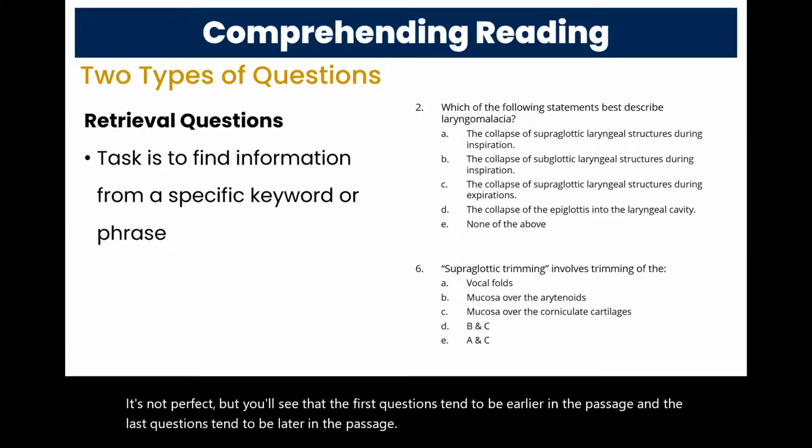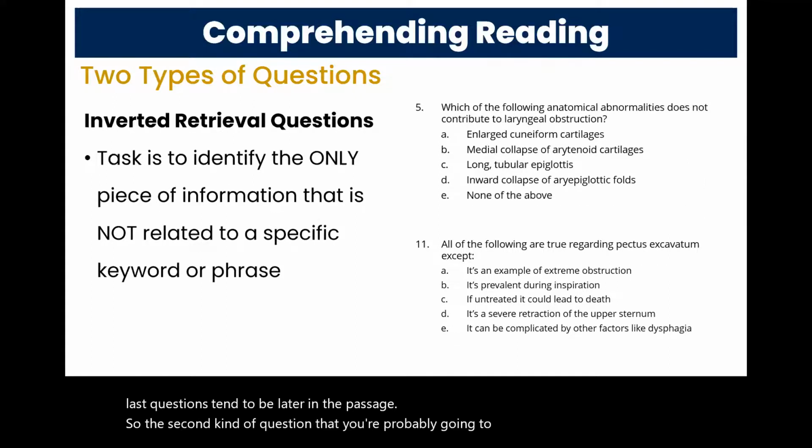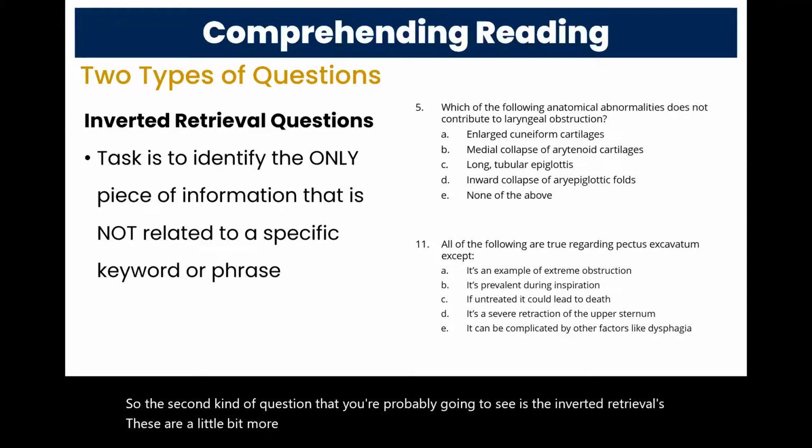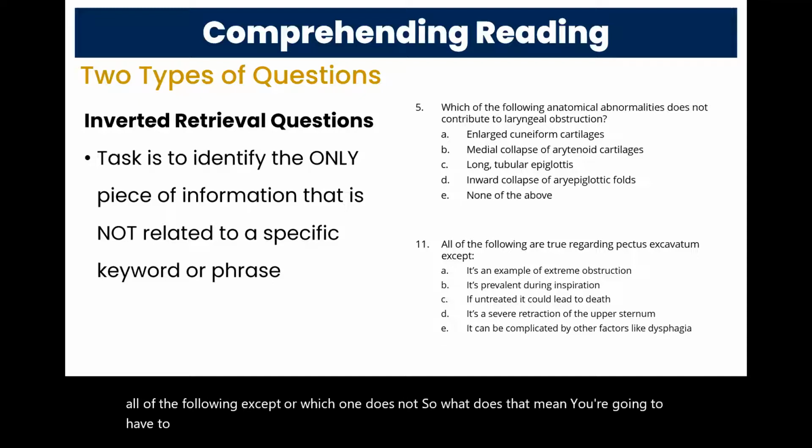So the second kind of question that you're probably going to see is the inverted retrievals. These are a little bit more difficult, and I call them inverted retrievals because they're saying all of the following except, or which one does not. So what does that mean you're going to have to do with these? Are you going to find 1 piece of information, or are you going to have to find 4 pieces of information?